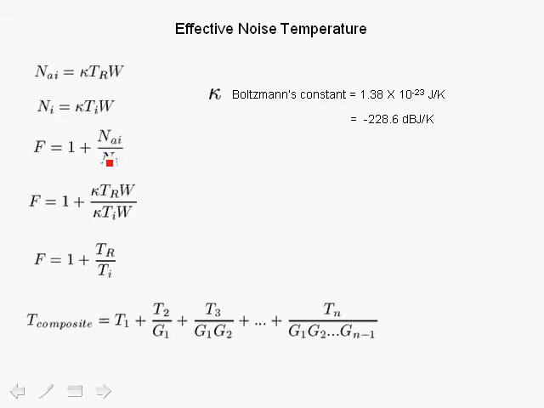So if we substitute for the expression for the noise figure of an amplifier, and we replace the noise with the effective noise temperatures, we can actually express the noise figure in terms of the ratio of the amplifier effective noise temperature divided by the input noise temperature. Also, there is a similar expression for the overall noise temperature of the system, and it depends on the noise temperature of the first stage and the gain at the first stage, and also the noise temperature of the following stages and their gains, similar to the previous expression.